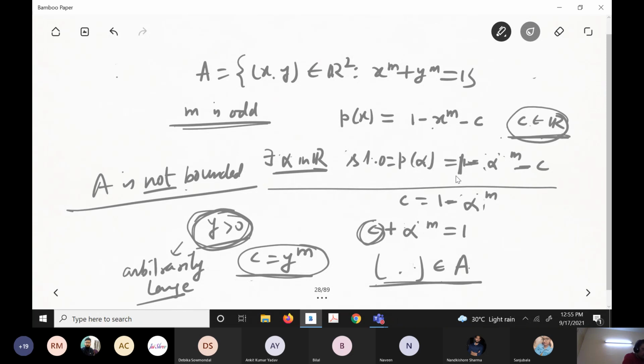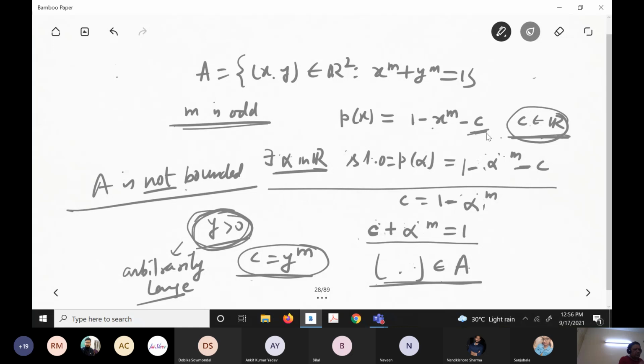So that is exactly what I'm doing. That means I will have c equal to 1 minus alpha to the power n. Now we think about this c. Now look here, I didn't mention anything about c. I just chose a real number c.